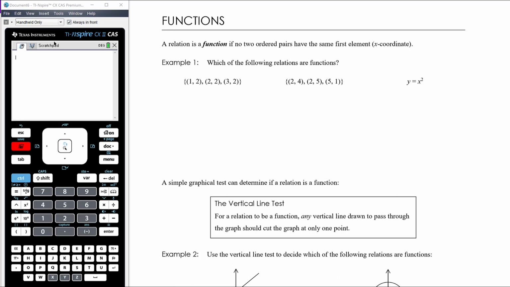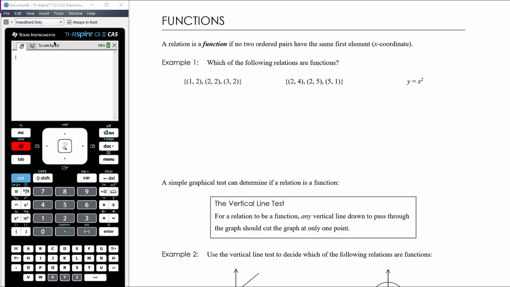Today we want to talk about functions. Some relations are functions. Essentially, functions form a subset of relations. All functions are relations, that is, all functions are things that you could draw on the Cartesian plane. But there are certain restrictions. Not all relations are functions. It's not just any old set of ordered pairs.